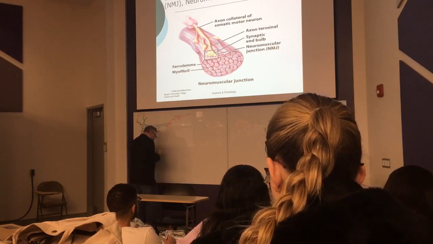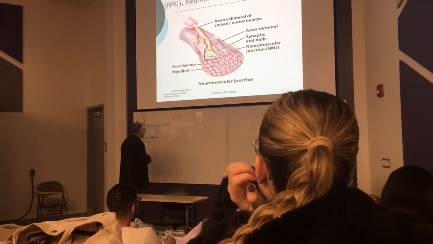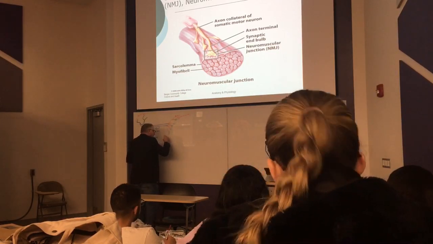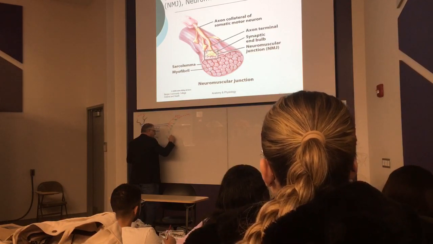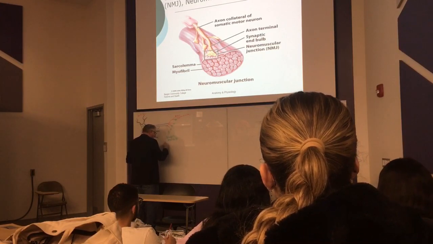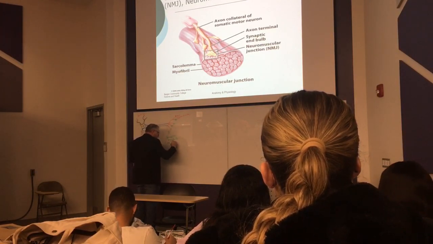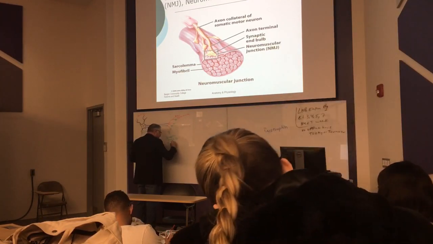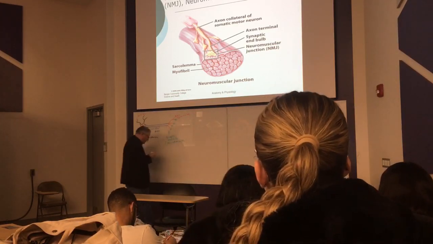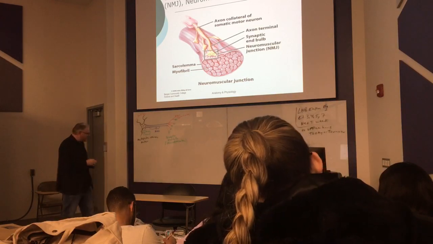Okay. And then at the end of the axon terminal, we're going to have these little balls here. These are called synaptic end balls. The synaptic end balls contain neurotransmitter. In this case, it's going to be acetylcholine. We'll go over that in a second.